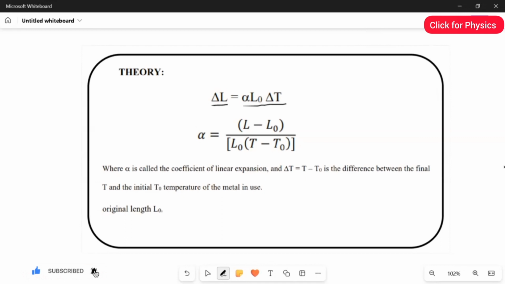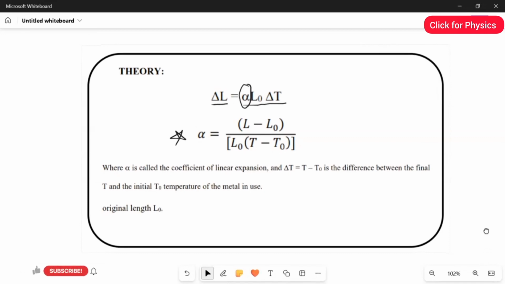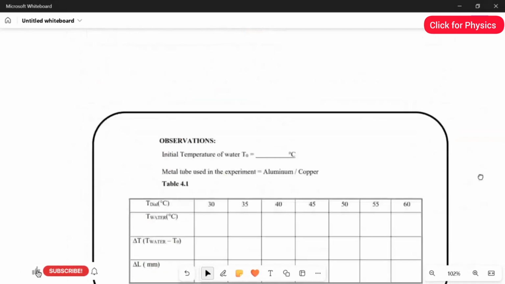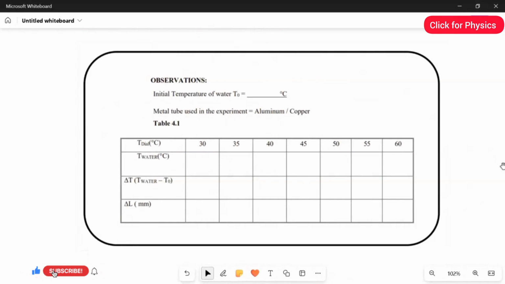By using all these things, the main objective of today's experiment is to find the value of alpha. Clear? So you have to rearrange this equation in terms of alpha. When you rearrange this equation, your equation will be modified like this. And now we have to see how to take the data in the data table. If you see this slide, we are going to fill this table, and before we fill the table, we have to see what information we have to write here.